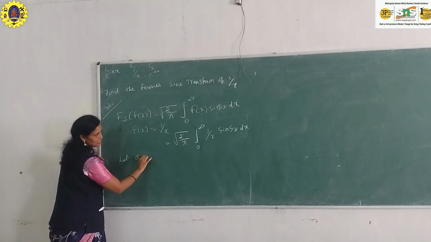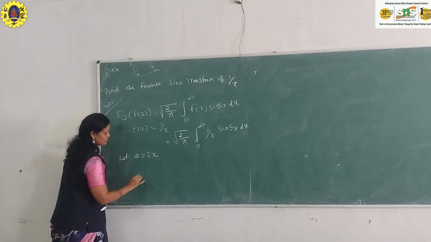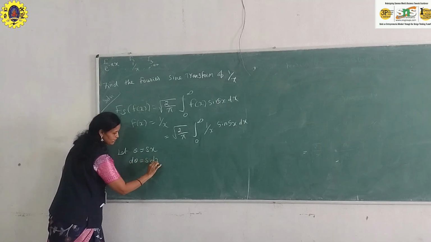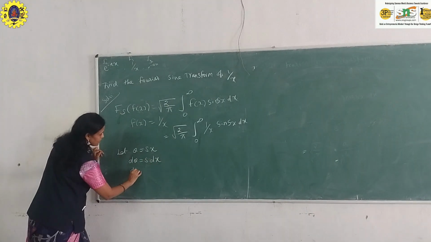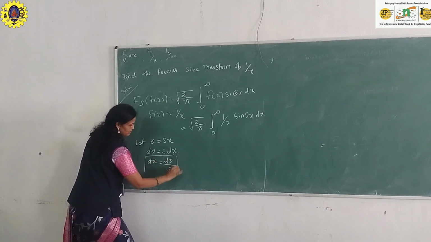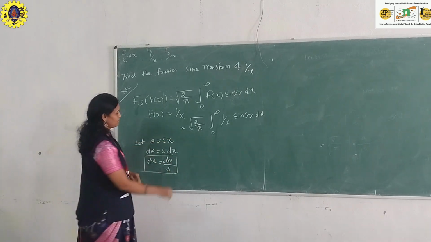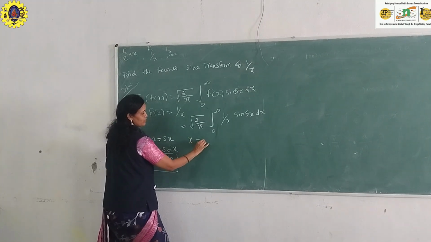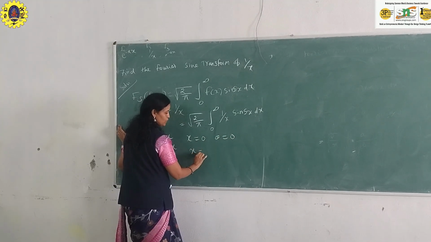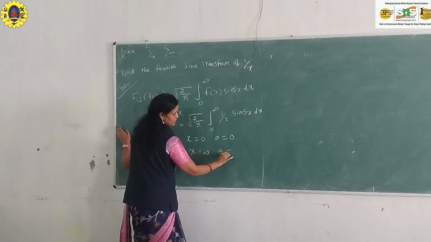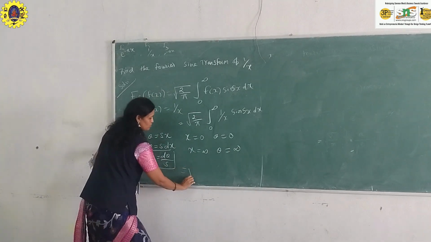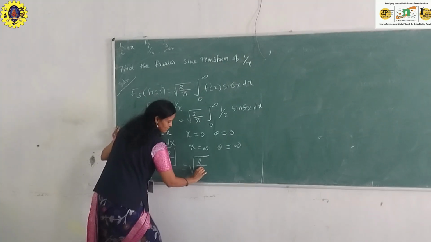Let theta is equal to sx. So clearly d theta is nothing but s into dx, and dx will be equal to d theta divided by s. Similarly for the limits, x is equal to 0 and theta is equal to 0, x is equal to infinity and theta will be equal to infinity. Substitute these values in the integral.